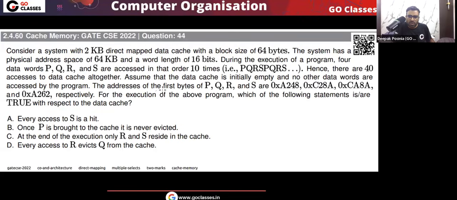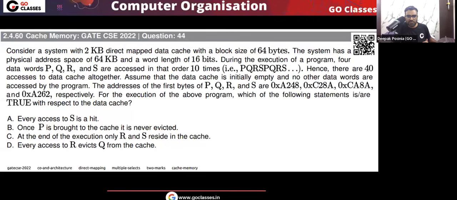The addresses of the first bytes of PQRS are given. For the execution of the above program, which of the following statements are true with respect to the data cache? The four statements are given to you. Every access to S is a hit. Once P is brought to the cache, it will never be evicted. At the end of the execution, only R, S reside in the cache. Every access to R evicts Q from the cache memory.